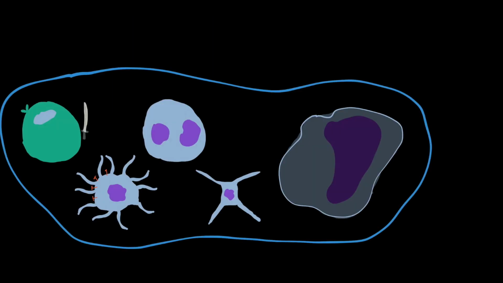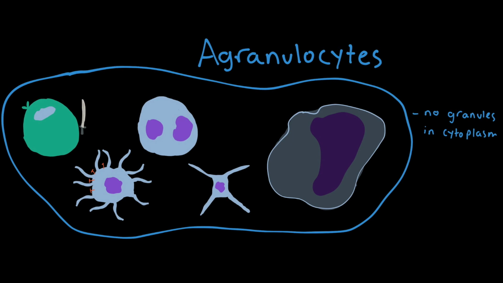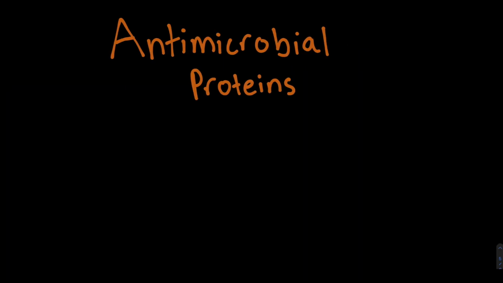Lymphocytes and monocytes are part of the agranulocyte group, since they do not have small granules within the cytoplasm. The leukocytes listed, as well as our external barriers, will release antimicrobial proteins to fight off a pathogen directly. There are 2 main antimicrobial protein families.